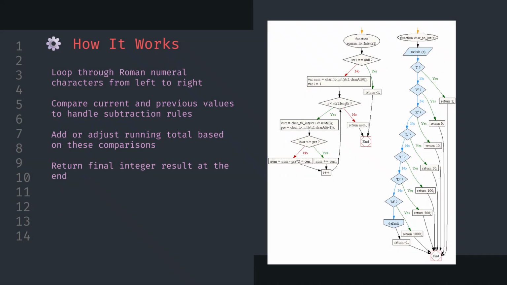We process the numeral string one character at a time. If a smaller numeral comes before a bigger one, we subtract twice the smaller value and add the larger. Otherwise, we just add the current value. This handles cases like IV and IX correctly.